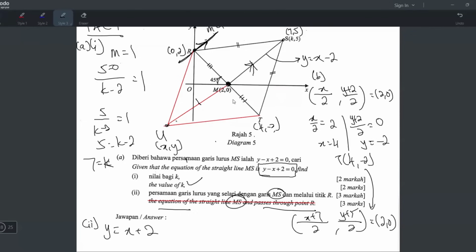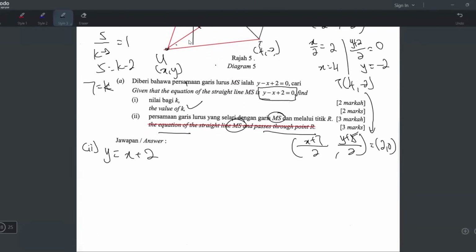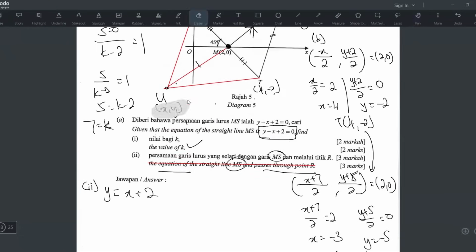When you divide by 2, you will get the midpoint. Now you can compare. When you compare, mesti compare X dengan X, Y dengan Y. So x plus 7 over 2 equals 2, and y plus 5 over 2 equals 0. So what is your x? 2 times 2 is 4, minus 7, negative 3. What is your y? 0 times 2 is 0, minus 5 is negative 5. So that is your point U lah. Negative 3, negative 5. And I will write it here also.